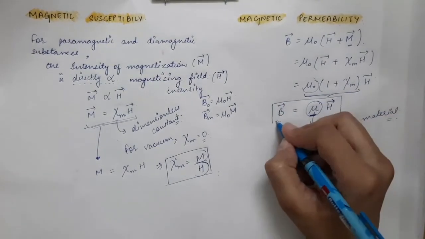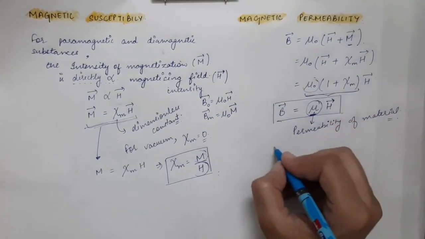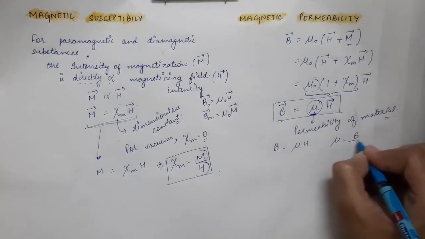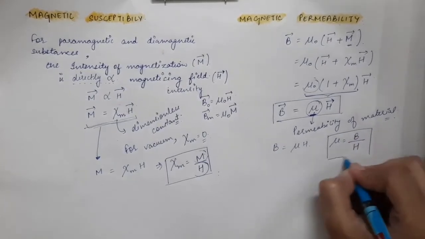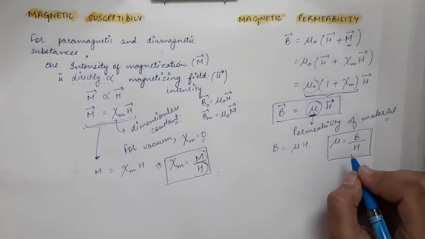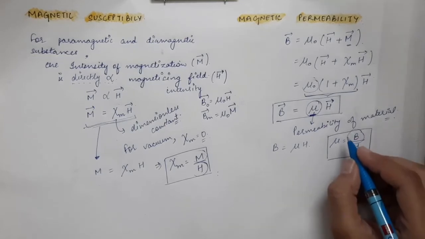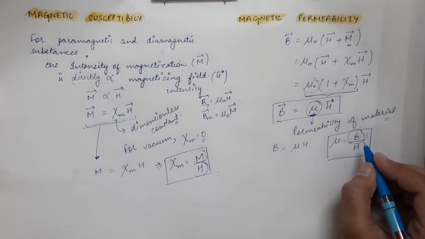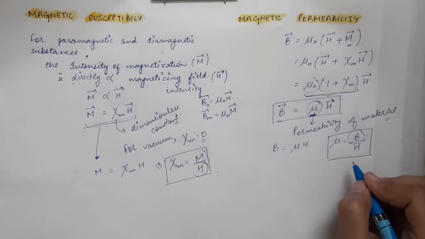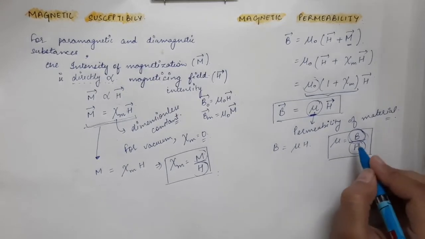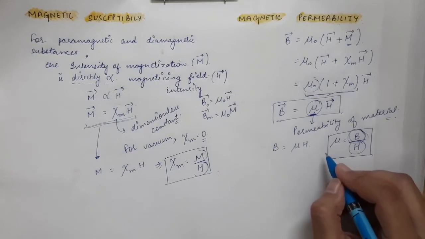So this is also an important formula. Now in magnitude form you can write B is equal to mu times H, and mu can be written as B divided by H. So how can you define the permeability of the material? The permeability of a material can be defined as the ratio of the net magnetic induction inside the material to the magnetizing field intensity, and that is called the permeability of the material.